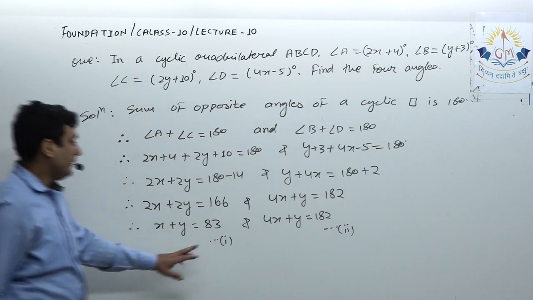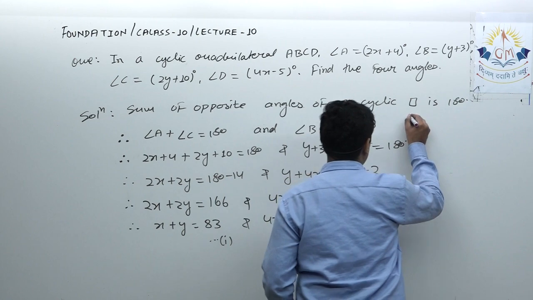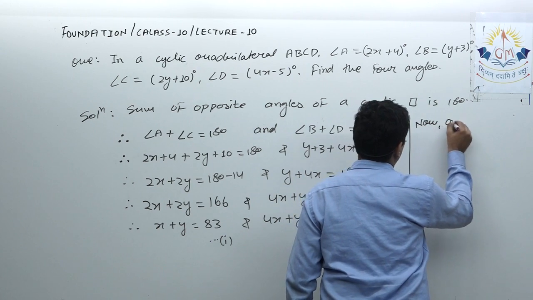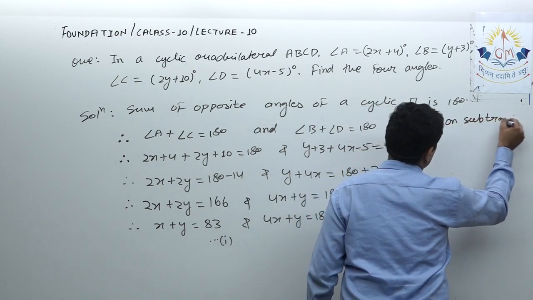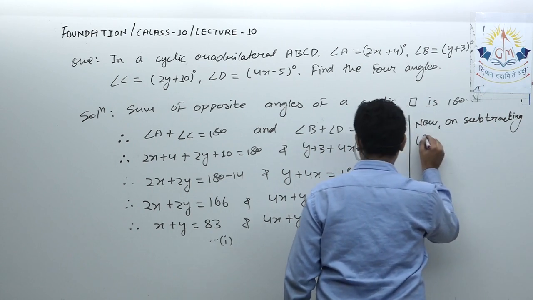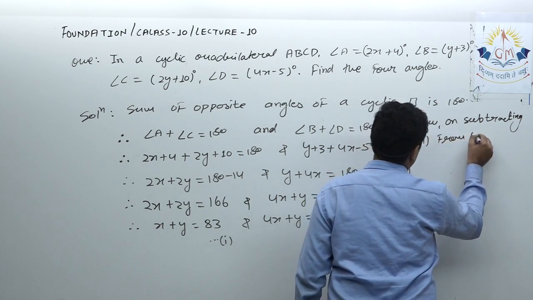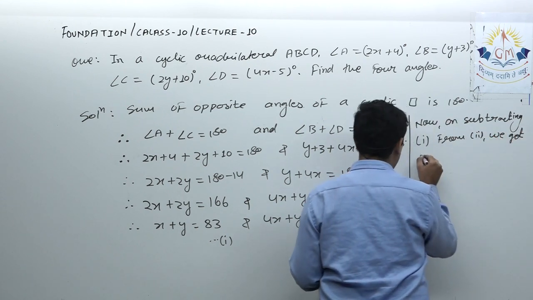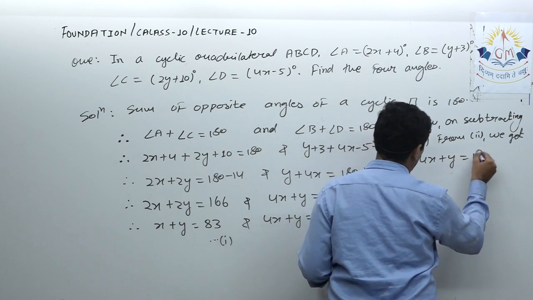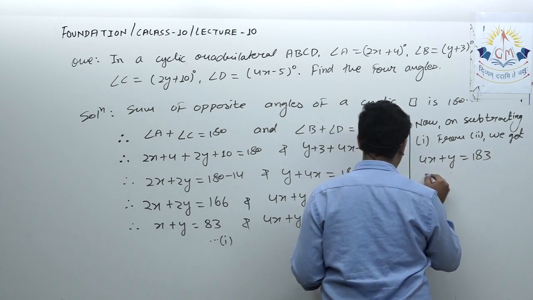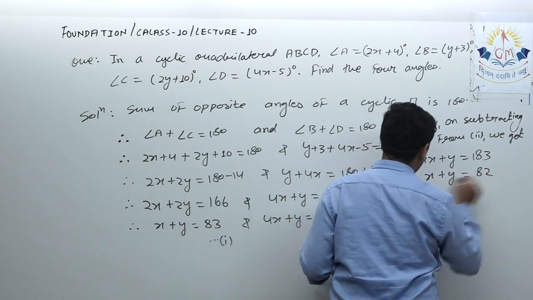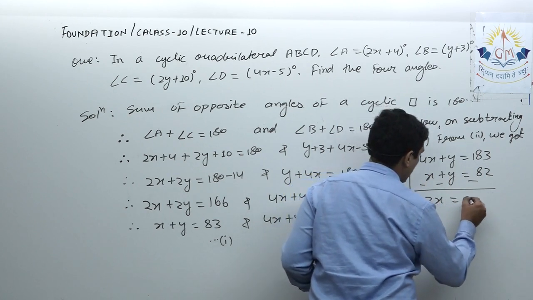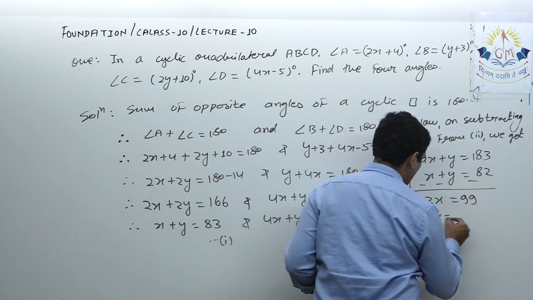Okay, now we'll solve this. So we'll subtract first from second. So on subtracting first from second we get, let us see what we'll get. 4x plus y is equal to 182, and over here we have x plus y is equal to 83. So on subtracting this, 4x minus x is 3x, and over here we get 99. So x is equal to 33.